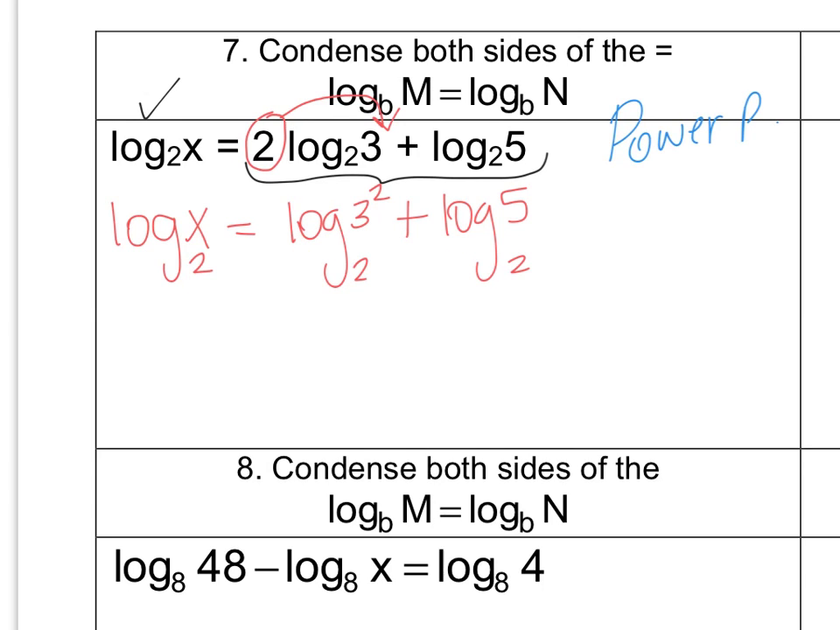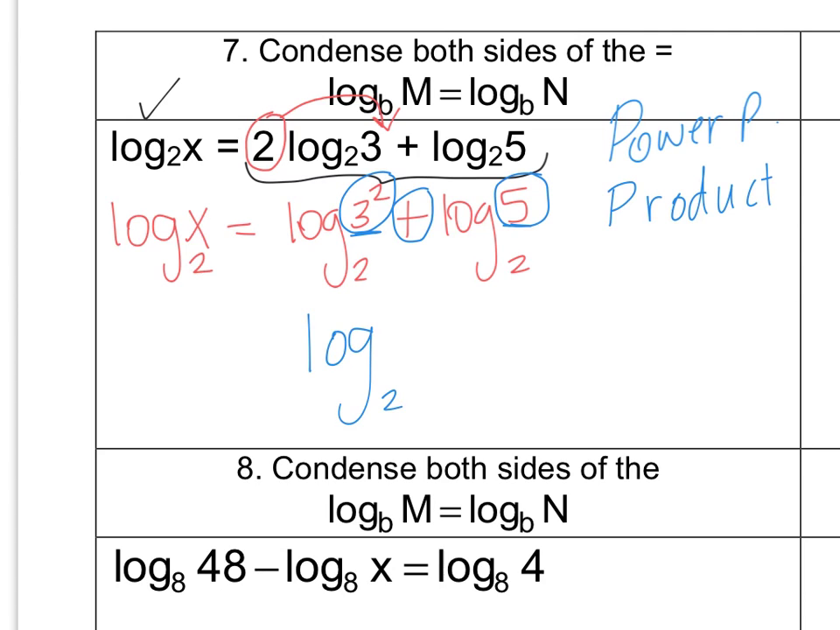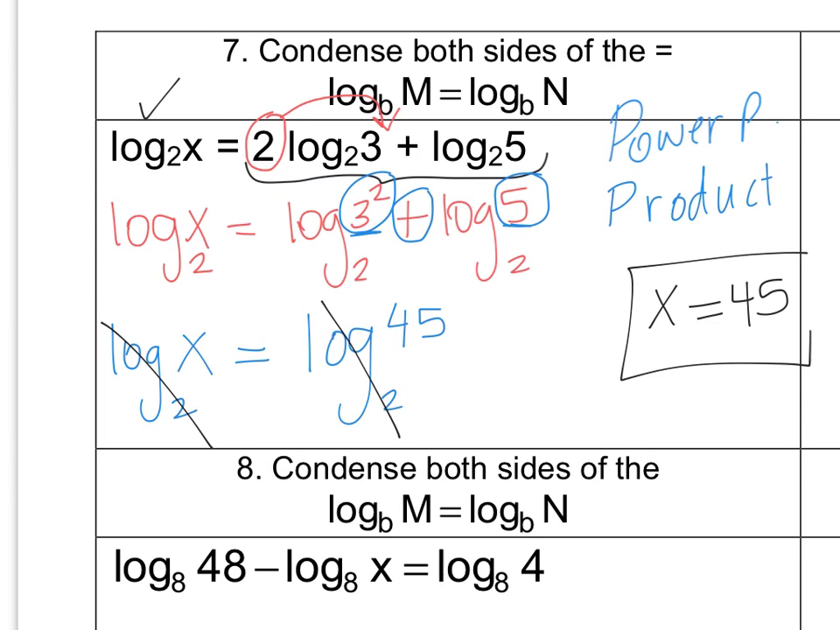Now, I still have two different logs on the right side. I still need to combine them. How do I do that? I think which property works now. I have an addition between those two logs. So the second property I need to use is the product property, which says you can condense these two logs into one log by multiplying what's inside the logs, these two arguments. So 3 to the power 2 times 5, if you put that in the calculator, it's going to be 45. And that's equal to log base 2 of x. Now, since I condensed the right side to only one log, I can now cross the logs, and x is equal to 45. That's my final answer.